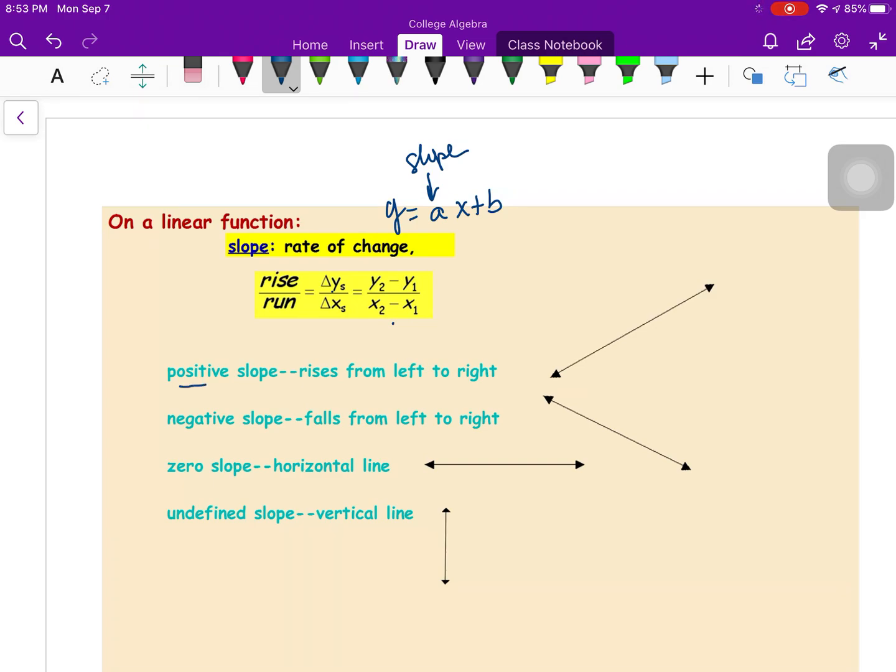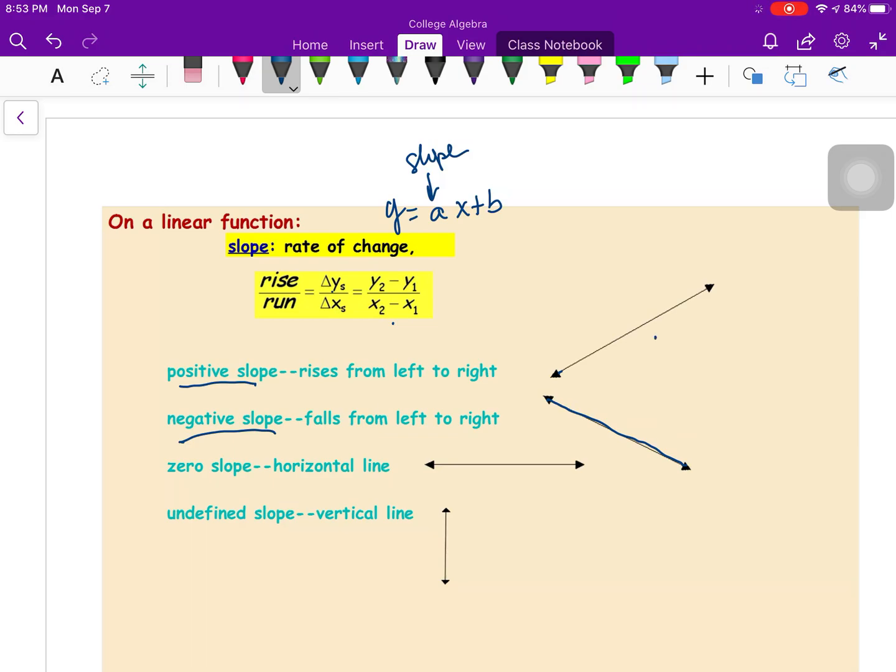When a line has positive slope, we say it rises from left to right. We look at all graphs from left to right. So as we're going from left to right, it rises. When a function has a negative slope, it would fall from left to right. So as I'm going from left to right, it falls.